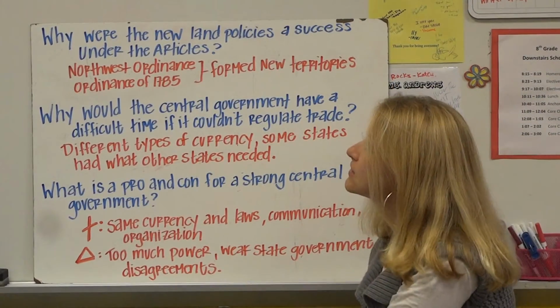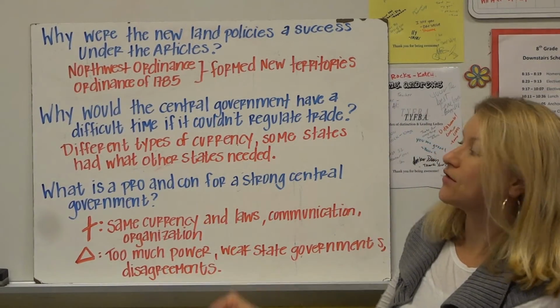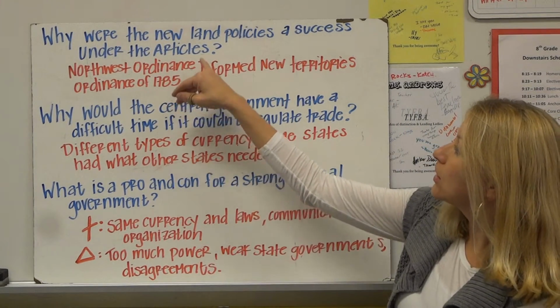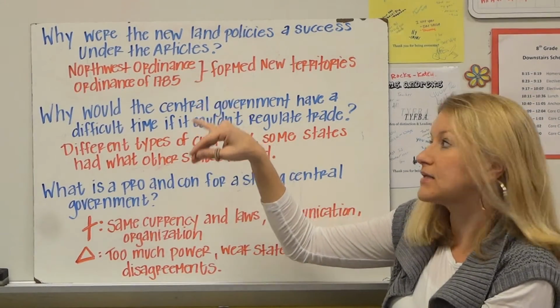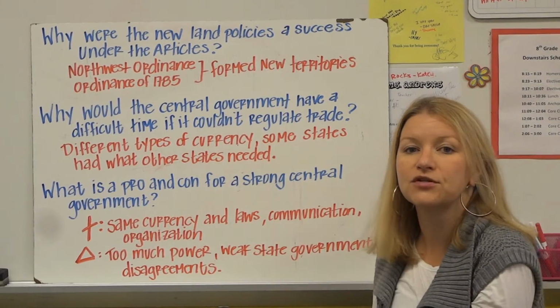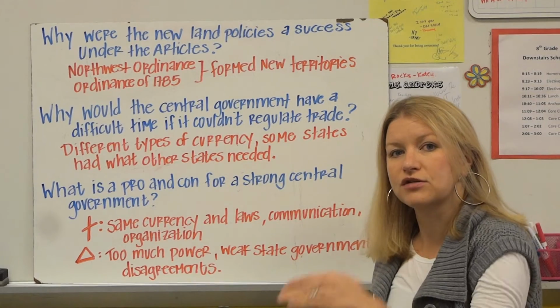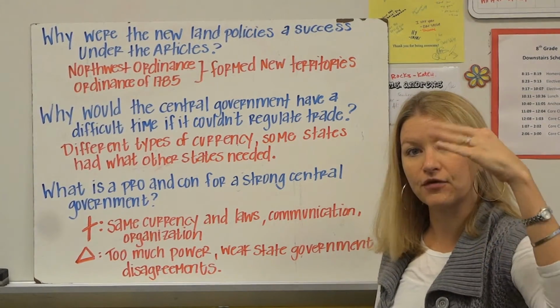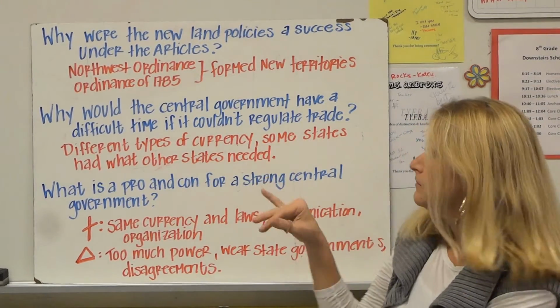And then our final slide, why were the new land policies a success under the Articles? We're going to look more closely at these, the Northwest Ordinance and the Ordinance of 1785. But essentially what they did is that they formed new territories within the United States. So we're going to start to be spreading further and further west, further south into Florida, and further north.